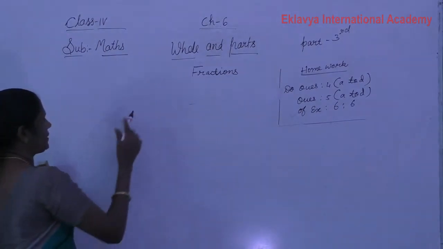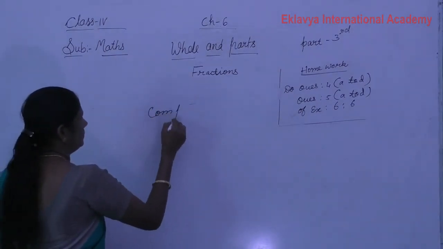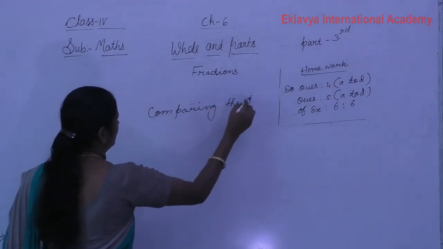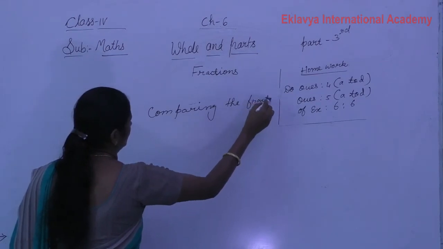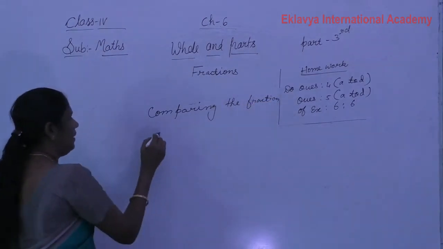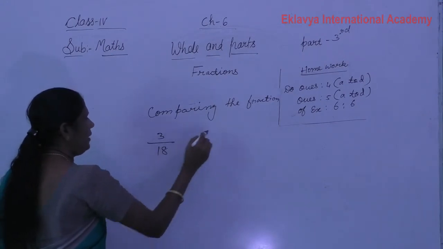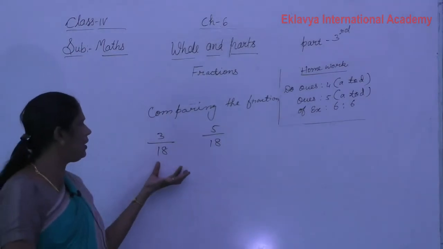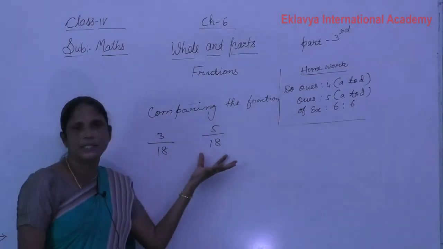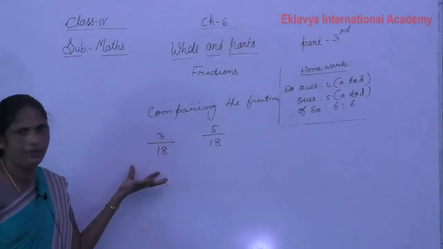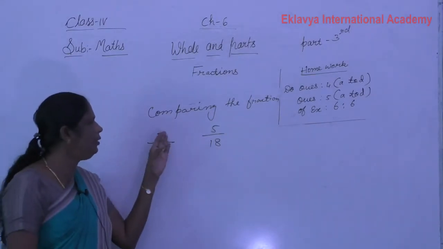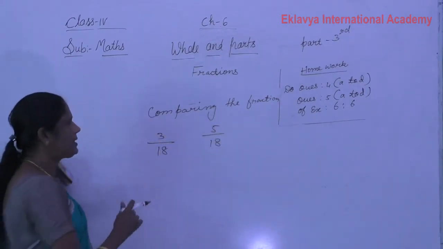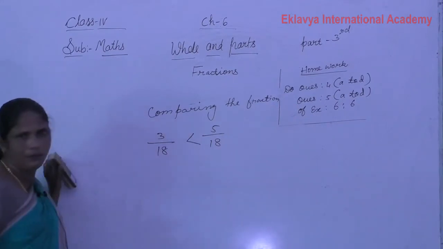Comparing the fraction. First 3 upon 18 and 5 upon 18. Look here, both denominators are the same. This is a like fraction. Now you compare the numerators. Which is greater? 5 is greater. This is the greater fraction.